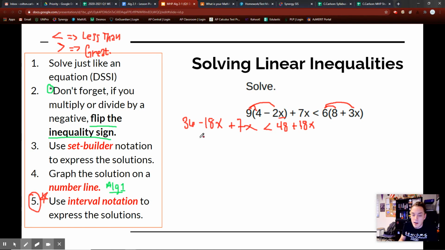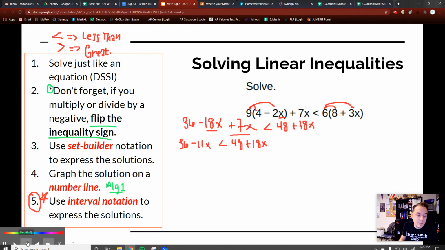Good. All right, let's start combining stuff here. I can combine this stuff. So I'm going to keep the 36 just chilling here. Negative 18 plus 7 is negative 11x. And then I can't combine anything on the other side, so I'm just going to copy it down.